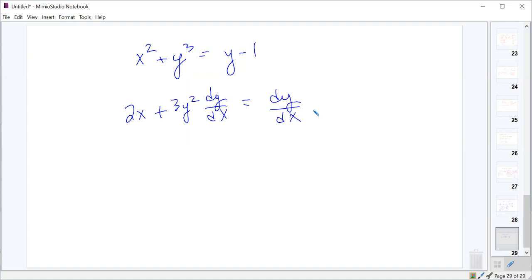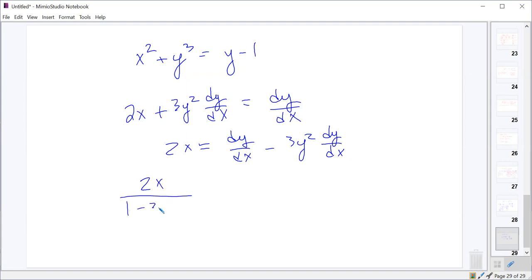Okay. Then we'd subtract the 3y squared dy/dx over there, so we'd have dy/dx minus 3y squared dy/dx. We can factor out the dy/dx and divide by what's left, which is 1 minus 3y squared. So we get 2x over 1 minus 3y squared. There's our first derivative.